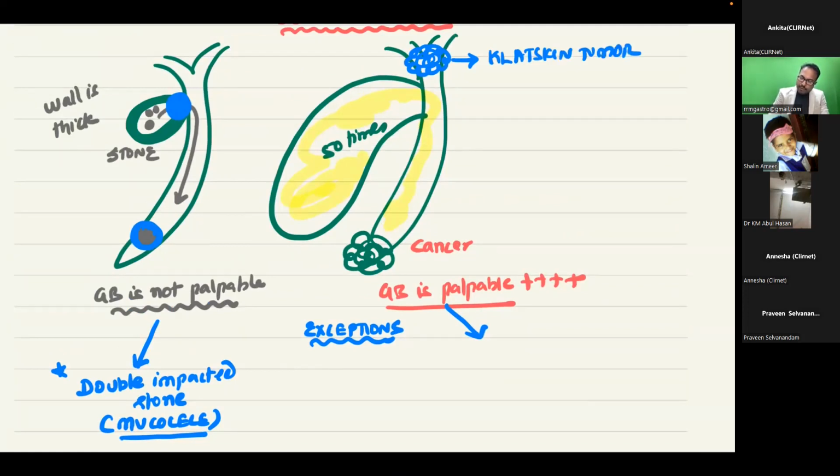Cancer in the hilum, known as Klatskin tumor, can cause obstructive jaundice. In such a case, the bile will not flow down, and there is no enlarged gallbladder. So the answer, the second exception, is Klatskin tumor. So the actual two exceptions are these two. Other exceptions are not accepted exceptions. So you should only remember these two.